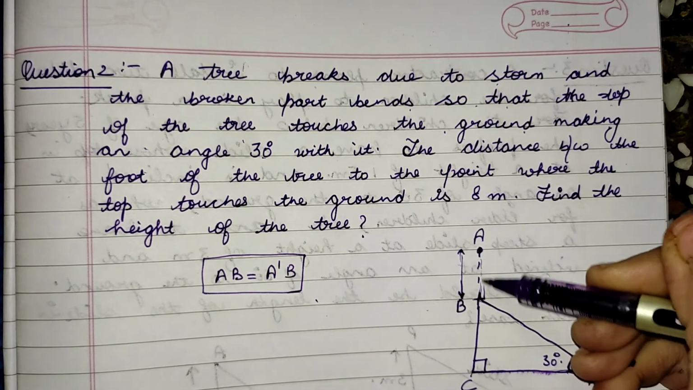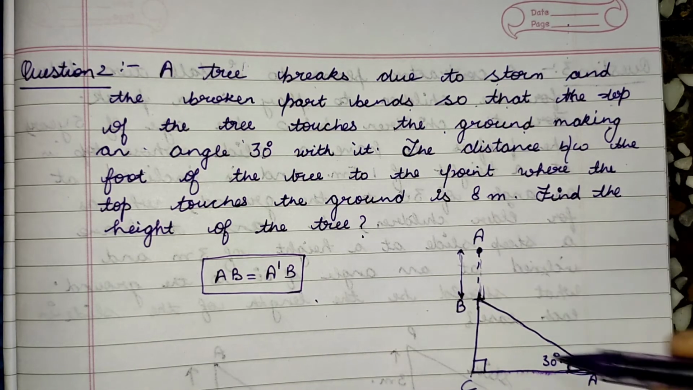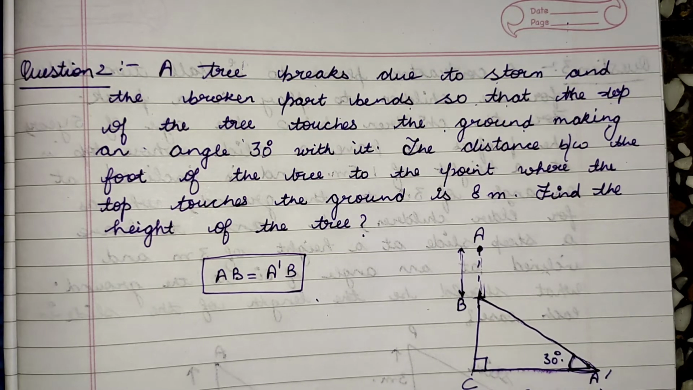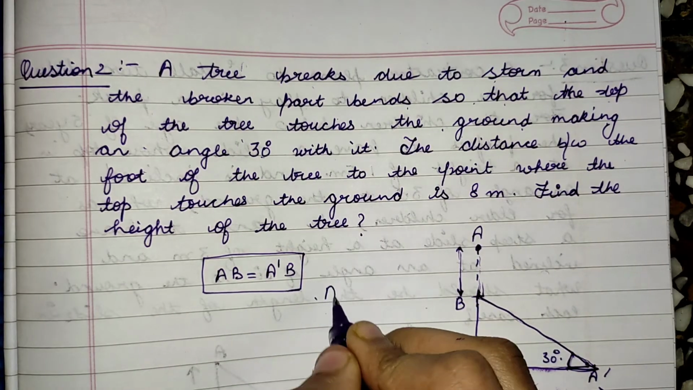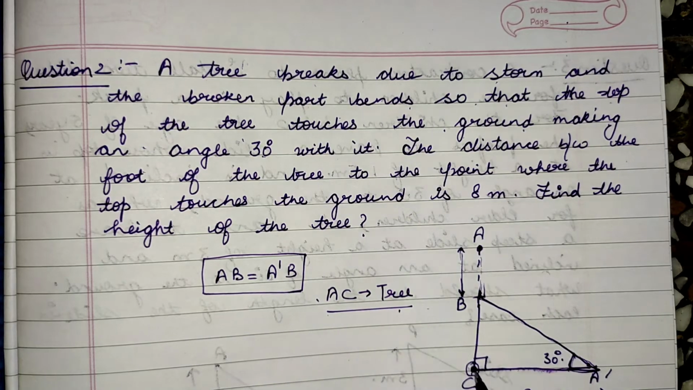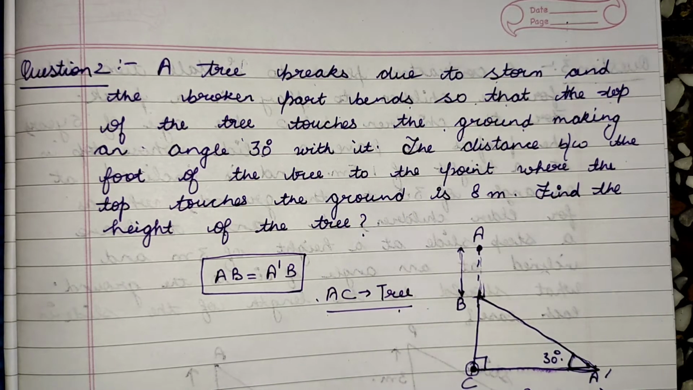Okay, this much part is broken and this much is only making the angle of 30 degree with the ground, right? So next, the distance between the foot of the tower, foot of the tree is what? Foot of the tree is my C. So AC is my tree in this case, right? So foot of the tree is what? Foot of the tree is C.